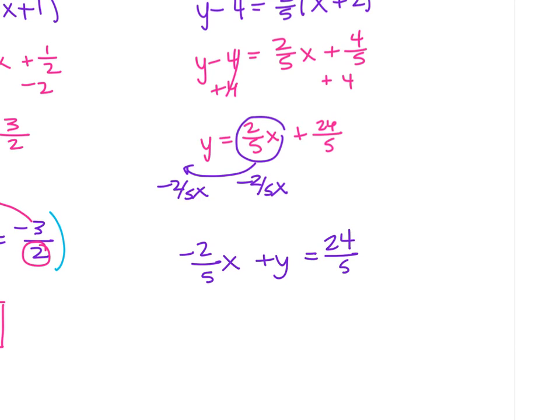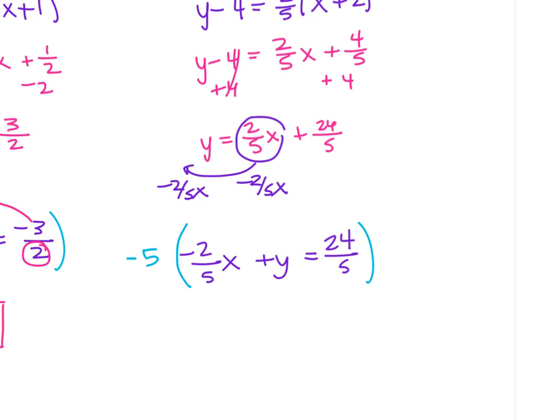Okay, we've got everything in the right spot. You've got your ax plus your by equals c. We just can't have a negative a value or a fraction. So we take care of the fractions by multiplying by 5. We take care of the negative by multiplying by a negative 5.